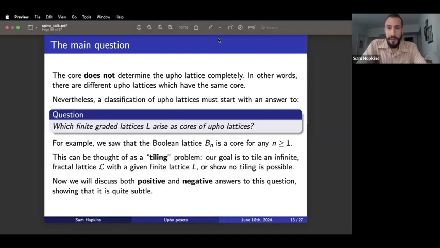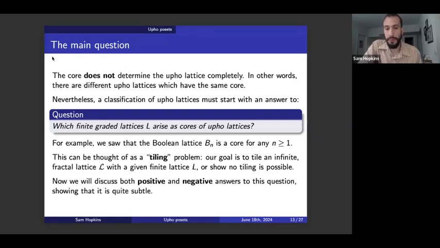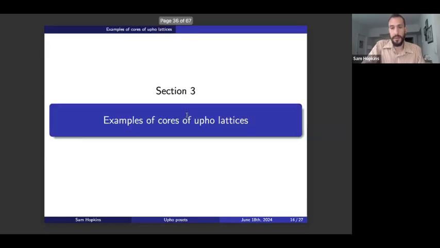And I don't have anything like a complete solution to this question, but I'll give you some positive and some negative examples that show that it's very subtle. As I wrote here on the slide, one way to think of this problem is like a tiling problem. We have some finite lattice, which is our tile, and we're trying to position many copies of it together to produce an infinite lattice, which is fractal in nature. So this is the question I want to focus on: which finite graded lattices are cores of Upho lattices? I'm going to present both positive and negative results. That spoils the fact that not all lattices are, but let's start with the positive results.